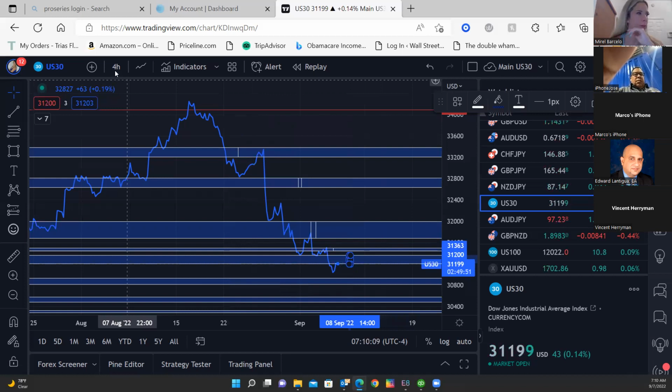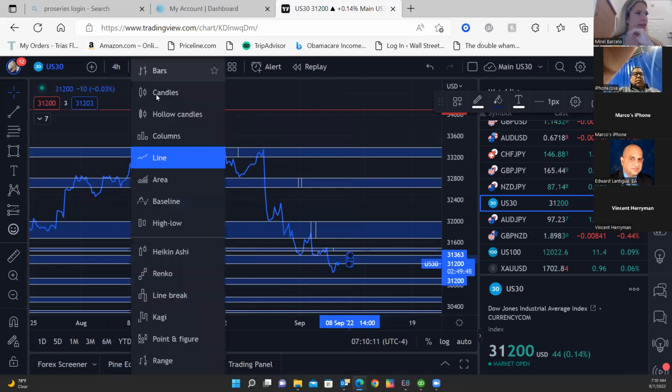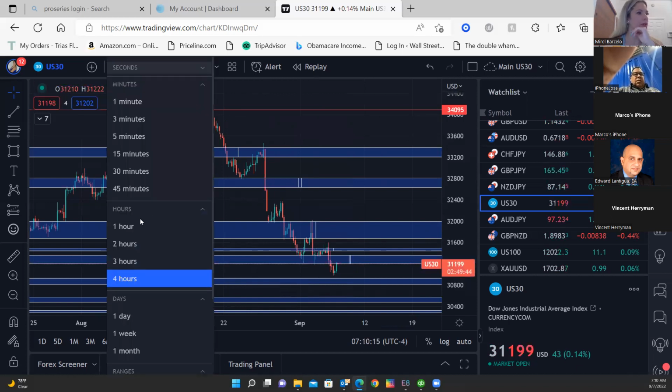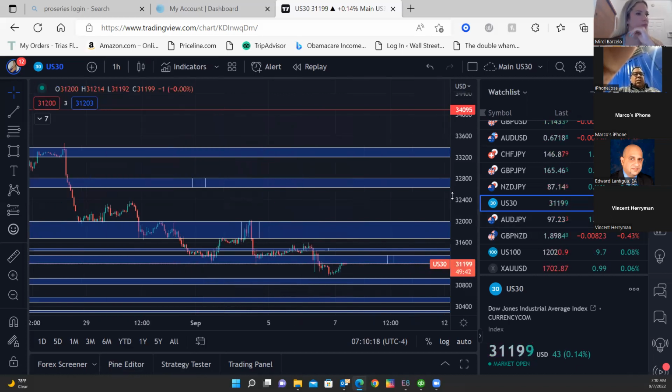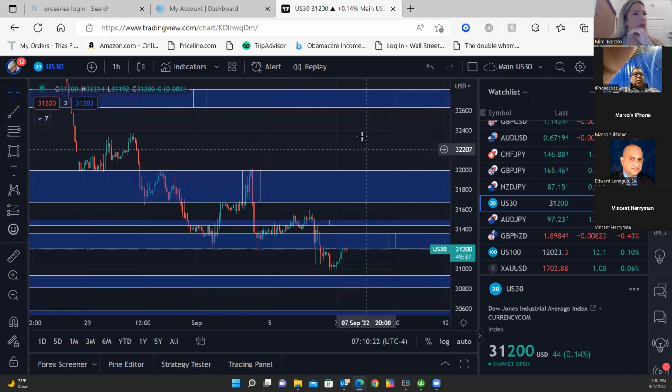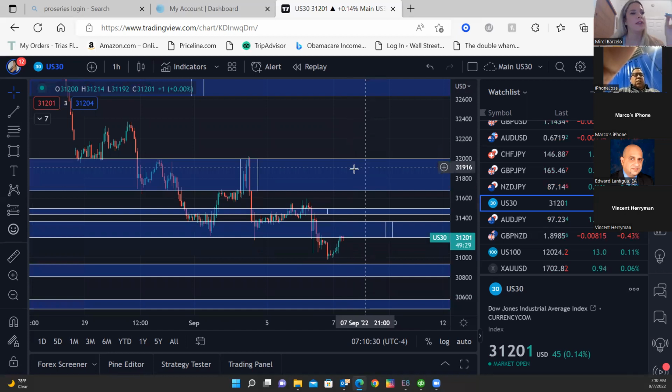So I'm on the 4 hours. I'm going to switch back to candles. And then I'm going to go down to the 1 hour. Now, a lot of people don't like to see charts like this because they think it's so crowded. To me, it works because I see these boxes. These boxes, for the most part, the market will go back to them at some point. We don't know when, but most likely they'll go back to it.